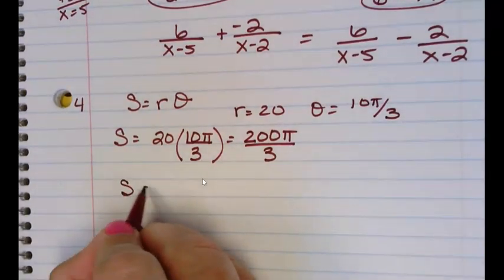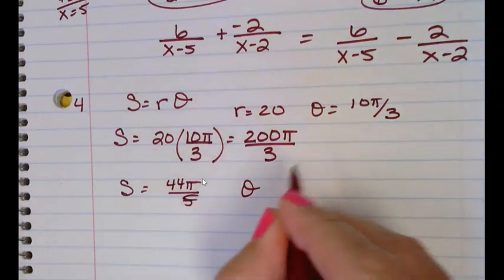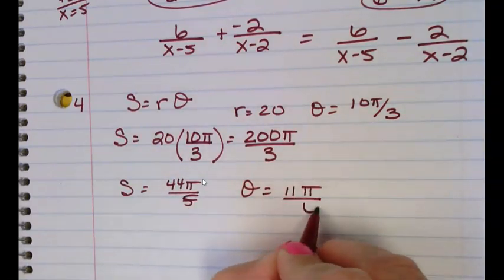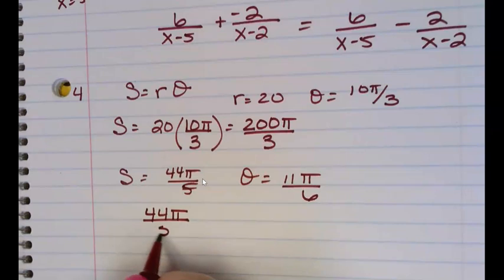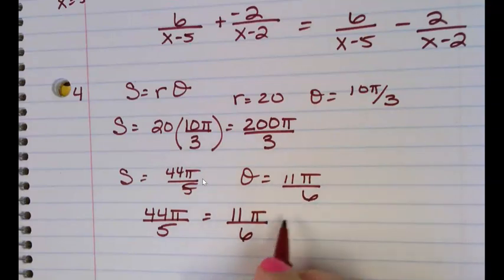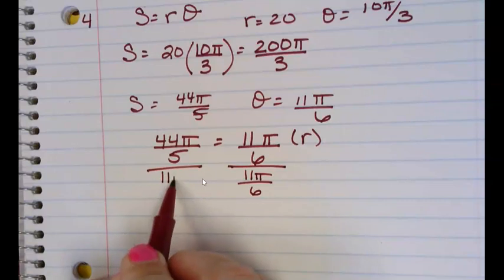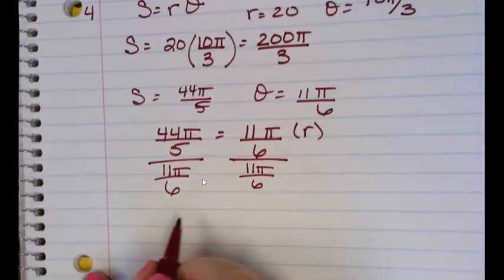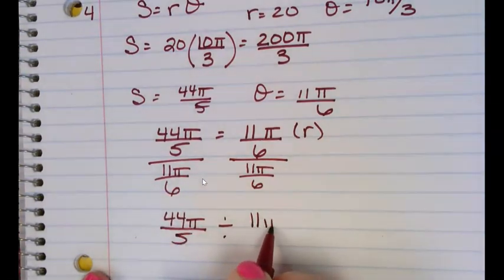Next one, they're telling us s equals 44 pi over 5. And theta equals 11 pi over 6. So 44 pi, we're finding r. 11 pi over 6 times r. So, we're going to divide this over. And that is definitely ugly. So 44 pi over 5 divided by 11 pi over 6.